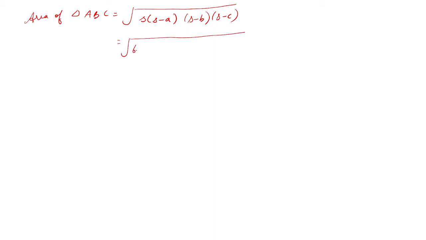We'll find the area of triangle ABC using Heron's formula. What is Heron's formula? Root of S(S minus A)(S minus B)(S minus C). Now you look at this. What is your S over here? Your S is 6 centimeter. 6 centimeter minus, what is your A?